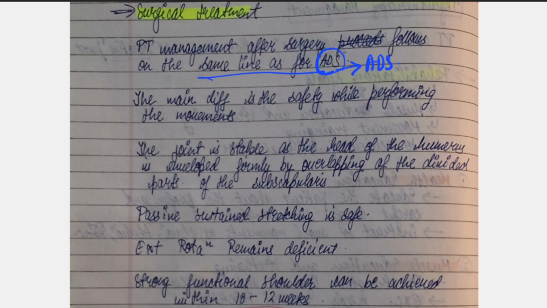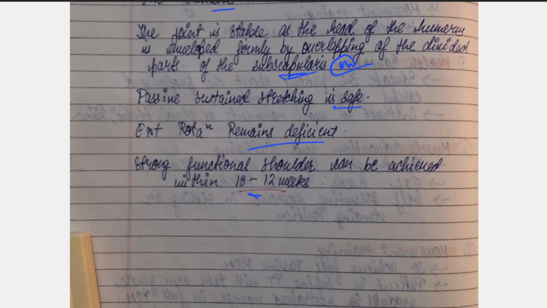The main difference is the safety while performing the movements. The joint is stable as the head of the humerus is enveloped firmly by overlapping of the divided parts of the subscapularis muscle. Passive sustained stretching is safe. External rotation remains deficient. A strong functional shoulder can be achieved within 10 to 12 weeks.